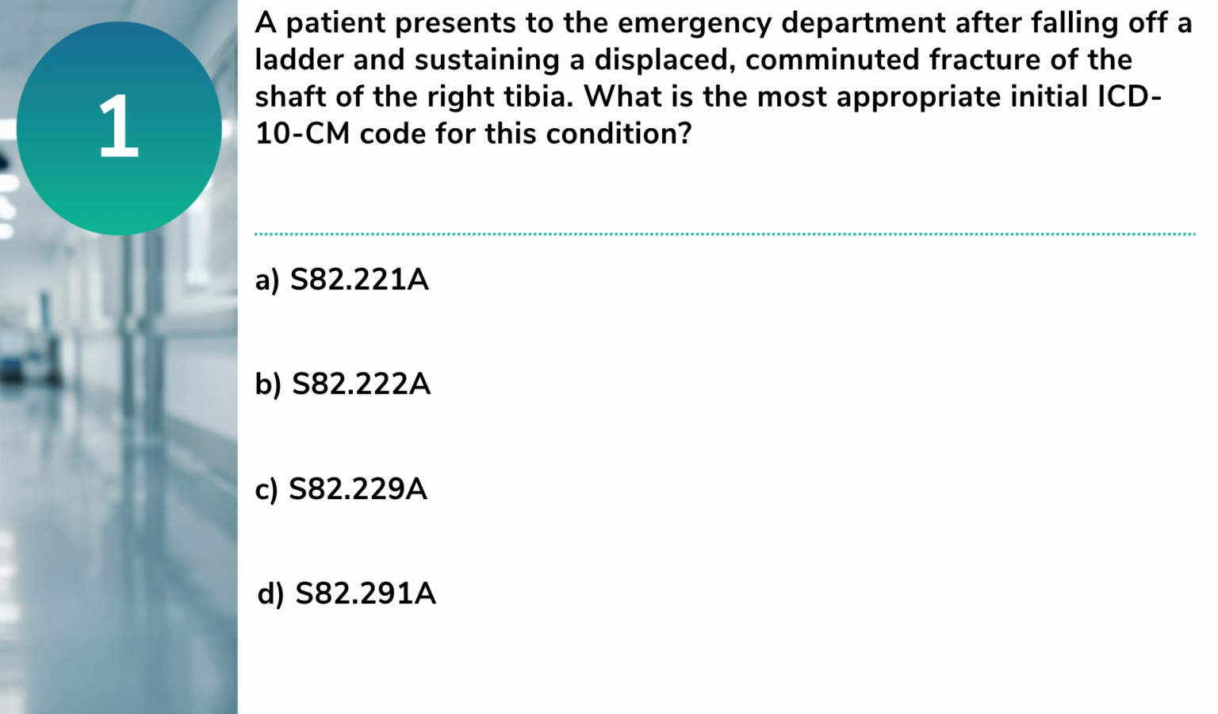Question 1. A patient presents to the emergency department after falling off a ladder and sustaining a displaced, comminuted fracture of the shaft of the right tibia. What is the most appropriate initial ICD-10-CM code for this condition?